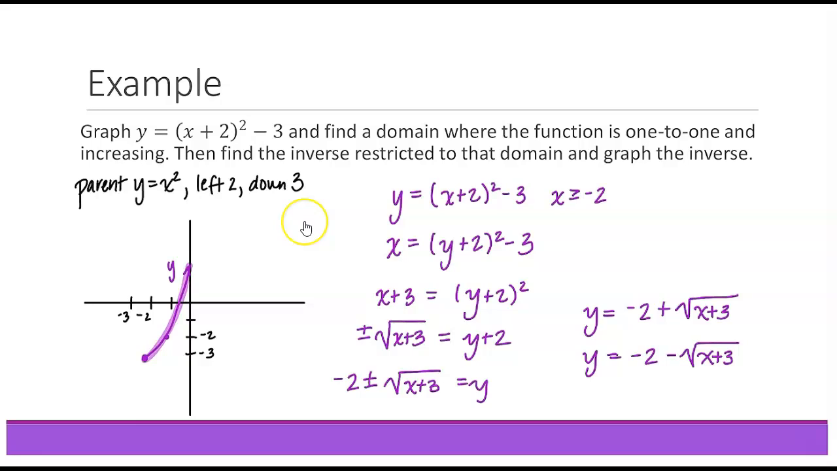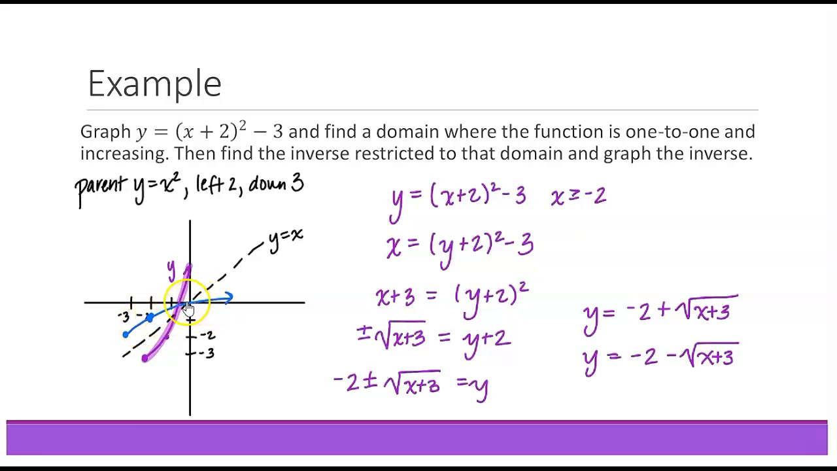So I'll sketch the line y equals x. So here we have it, and what we can do is take our coordinate points and switch the x and y values to graph the inverse. So I have the point (-2, -3), so if I switch x and y, I'll have (-3, -2), and then (-1, -2) will become (-2, -1). So I'll just draw those 2 points and then recognize I'm just drawing a reflection over the line y equals x. So it's going to look like a square root function without a reflection.